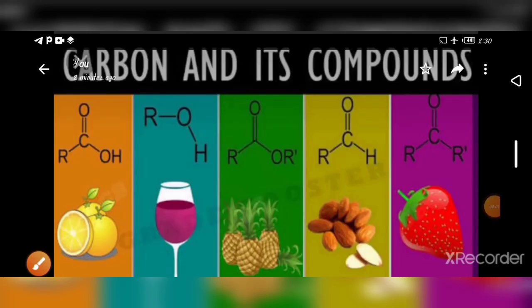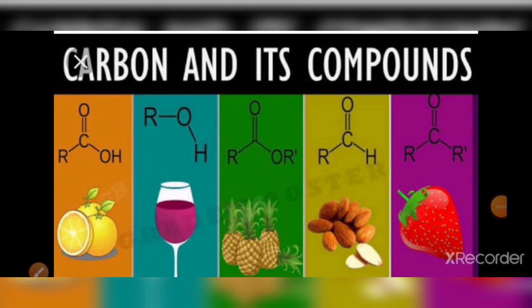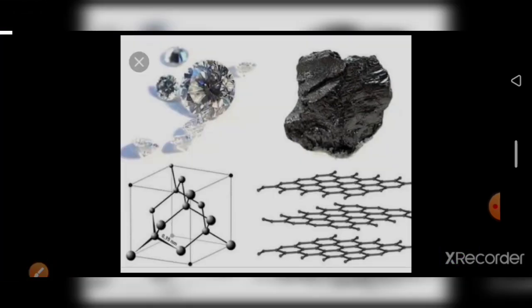Elements. Today we have to see about carbon and its compounds. First of all, you know very well about carbon. Carbon is present in many things, in organic compounds. You know very well orange, lemon, juice, etc. It will be present as carbon. Now we have to see about carbon.